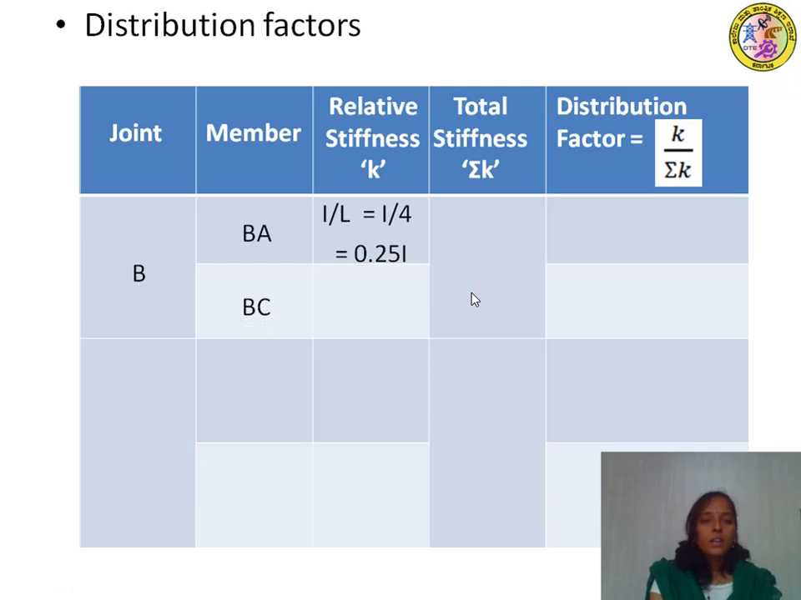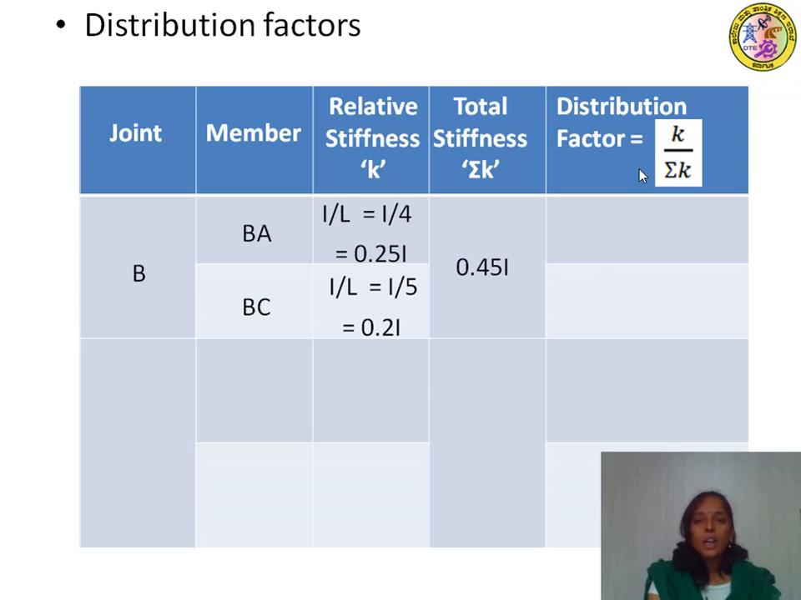Next, the member meeting at joint B is BC. Again, it's a continuous member. Therefore, the relative stiffness is I by L. The length of the member is 5 and I is 1I, so if you calculate it, it will be 0.2 I. The total stiffness is nothing but the summation of relative stiffnesses of all the members meeting at a joint. In this, total stiffness is the summation of relative stiffness for member BA as well as member BC. Therefore, the summation of 0.25 plus 0.2 will lead to 0.45 I.